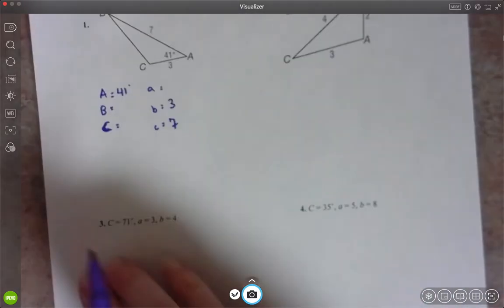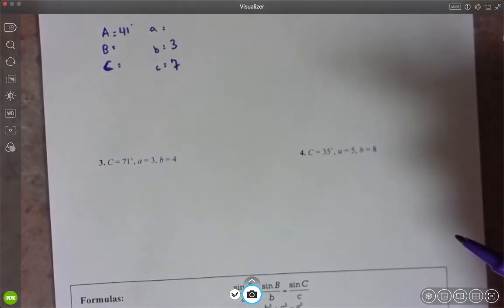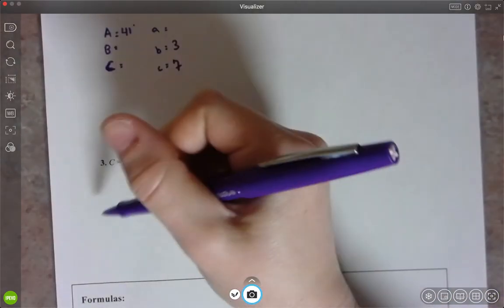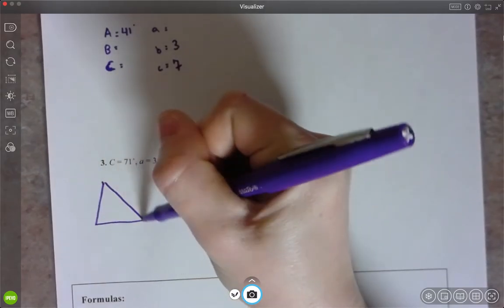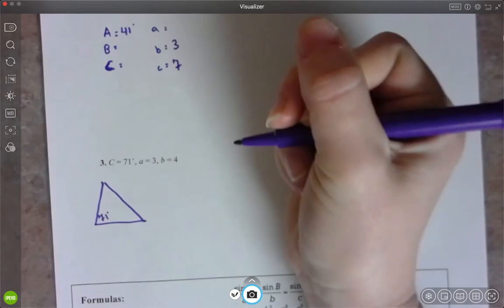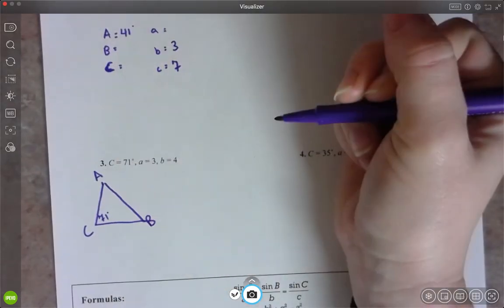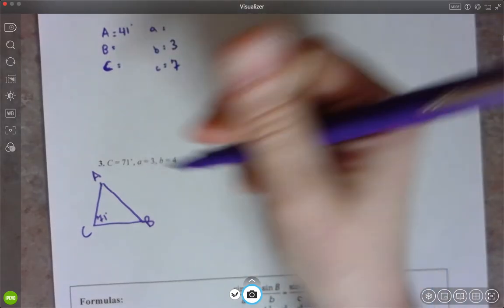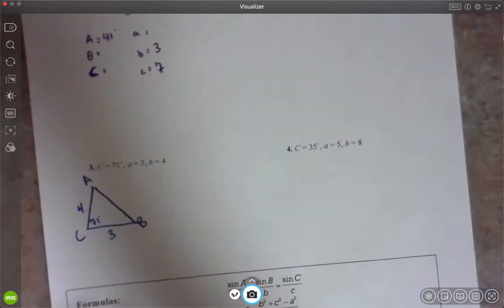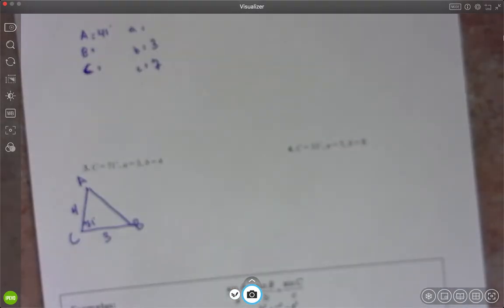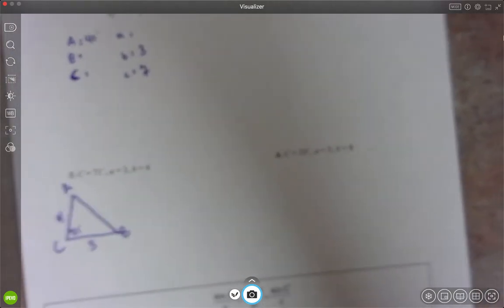Same thing for 2 and 3 and 4. It might be a good idea to draw a picture of what this looks like for number 3. So maybe to get you started, here's a triangle. This is maybe close to 71 degrees, so this would be C. Let's say this is A and this is B. Lowercase a is going to be 3, so that has to be here. Lowercase b is here. So that gets you set up if you need that picture that you can draw, and then solve for what the other pieces are.